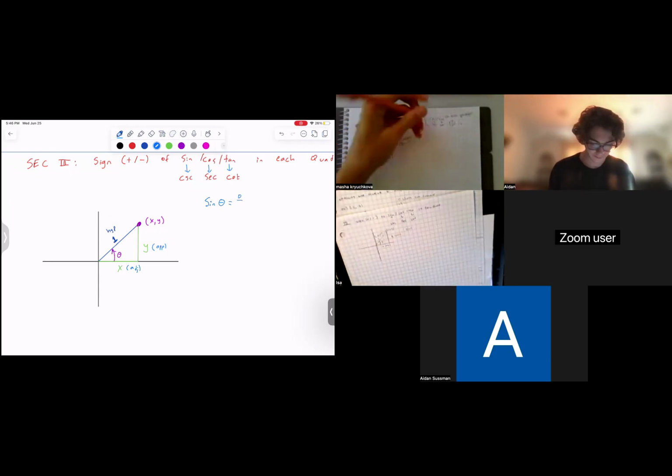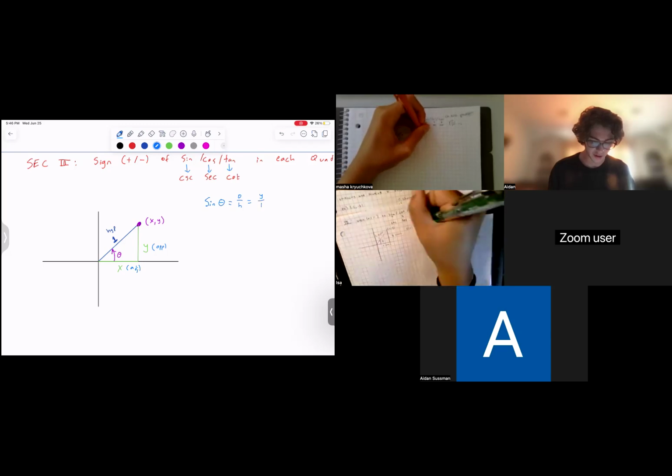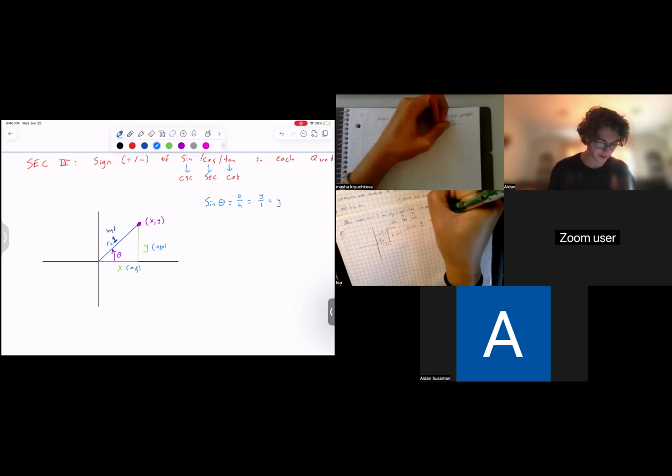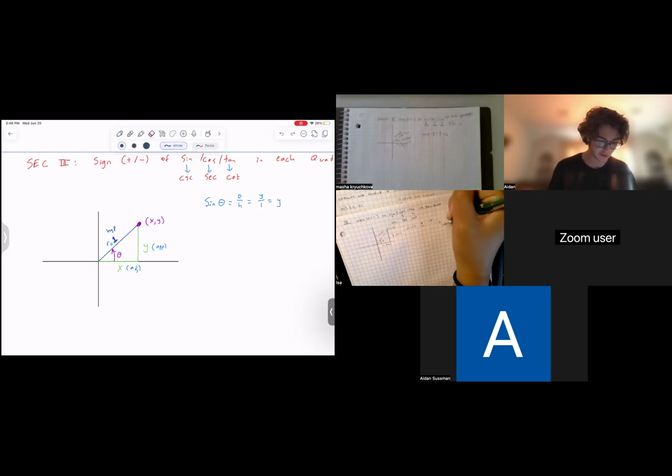Opposite over hypotenuse. Yeah, and in this case, the opposite is y, and the hypotenuse is 1. So sine of theta must just be y. Now, of course, if this was not 1, if this was the letter r, then it would be y over r. But for now, we're going to pretend that it's 1. And this is going to lead us to our next topic, which is super important.